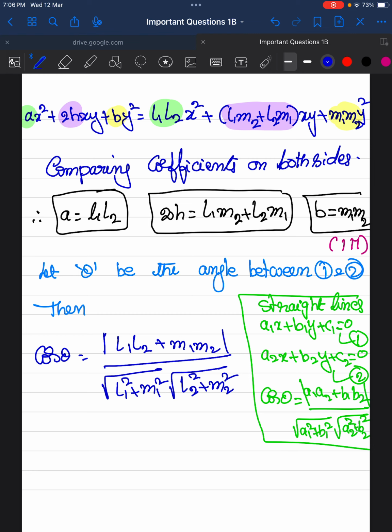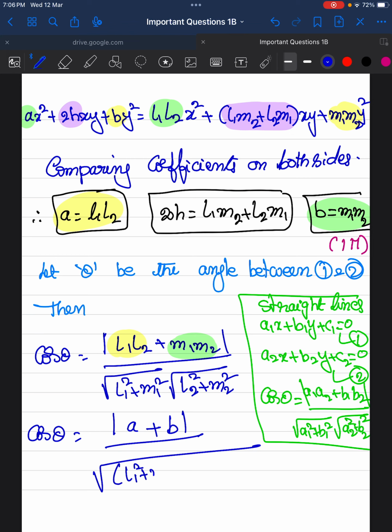Now we are continuing the process. Cos theta is equal to, what is the value of L1 L2? All of you check it. Here L1 L2 means A. L1 L2 means A. So I can write mod A plus, what is M1 M2? M1 M2 means B. M1 M2 means B. I am writing here B. A plus B by root. Just only multiplication. We are writing inside L1 square plus M1 square into L2 square plus M2 square we wrote.